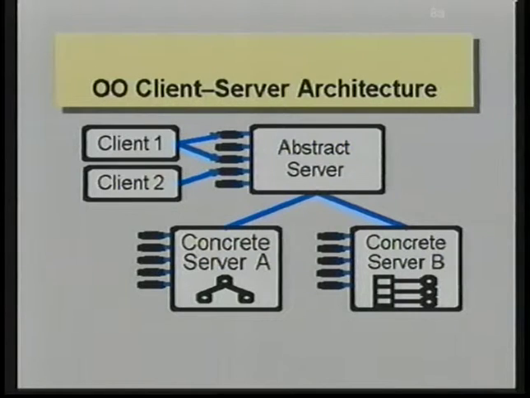Here we have an example of an abstract server class that clients 1 and 2 are using. And clients 1 and 2 may have very different access patterns. They may not even use the same methods of the server. And so underneath that are some concrete examples of server implementations. And server A may be implemented so that it works best with client number 2, and B may be implemented so that it's most suited to client number 1.